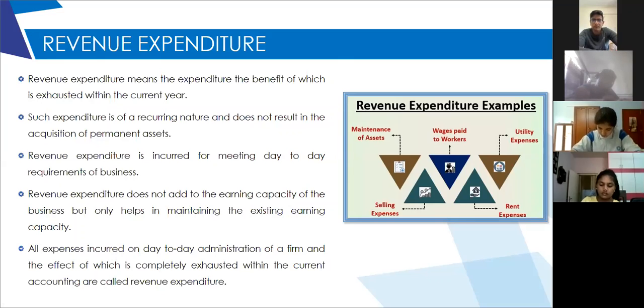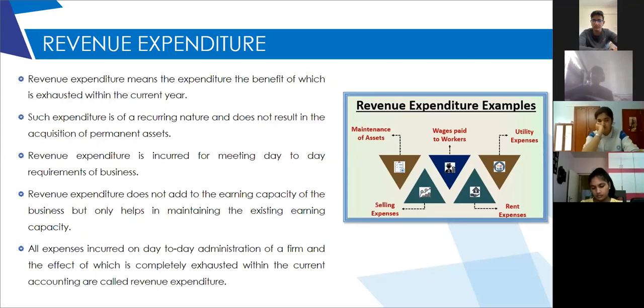Please make that part very clear. In capital expenditure, we are buying the permanent asset. Revenue expenditures are to meet the day-to-day requirements of the business. Its benefit is exhausted within one current year. It's not going to give me a benefit for a long period of time. They do not add to the earning capacity of the business. They only help in maintaining the existing earning capacity.